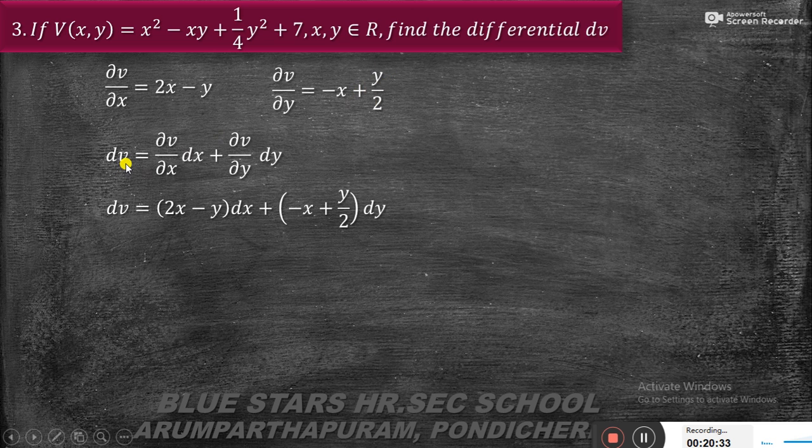So next step: dv equals, because they ask about dv, the formula is dou v by dou x into dx plus dou v by dou y into dy. So dv equals dou v by dou x, 2x minus y, into dx plus dou v by dou y, which means minus x plus y by 2, into dy. So this is the dv answer.